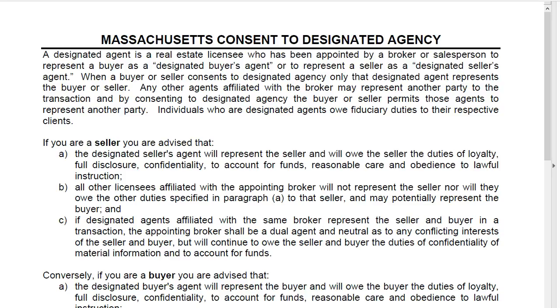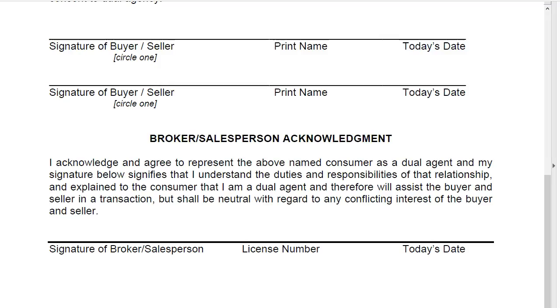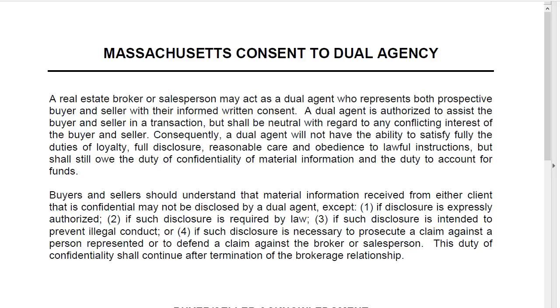And one way to consent to dual agency is to actually have the seller consent to it in advance through the listing agreement. The listing agreements that are provided by your professional associations usually come in two versions, at least for residential property. One will be the standard listing agreement, and then there will be another which has a paragraph that includes consent to dual agency.